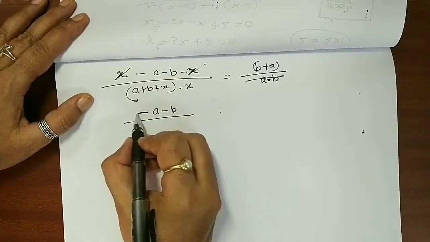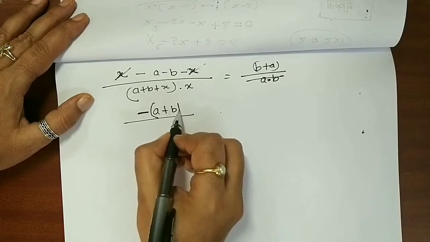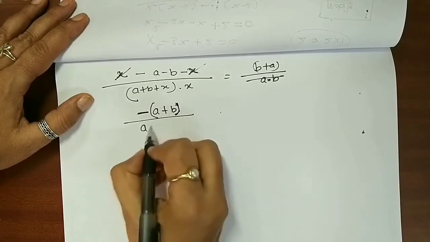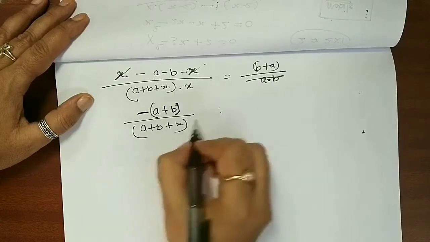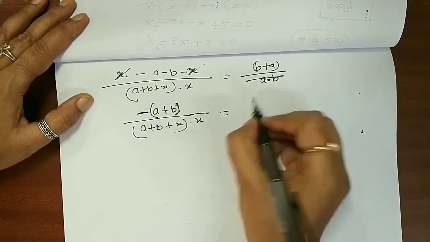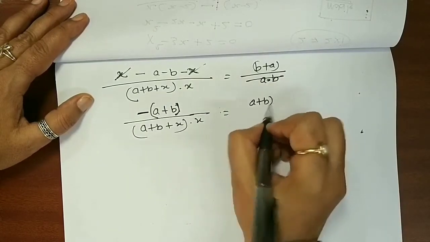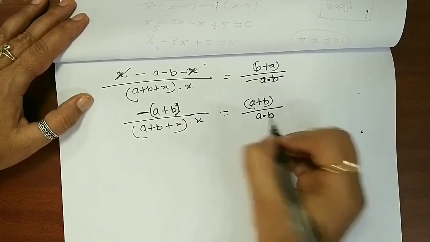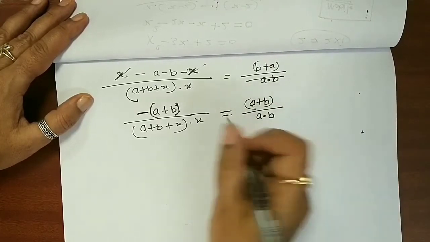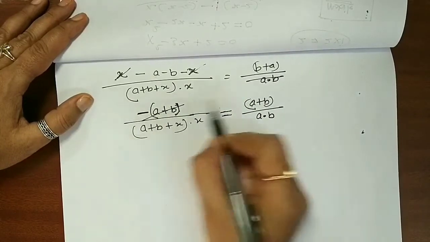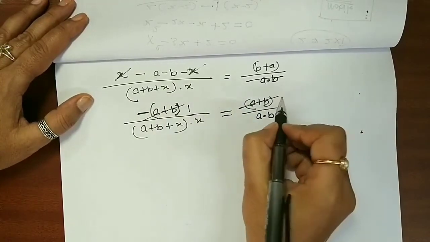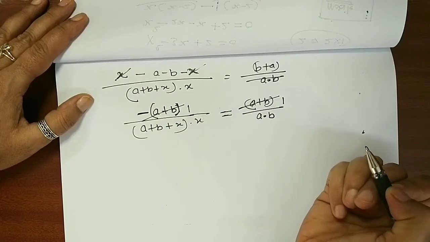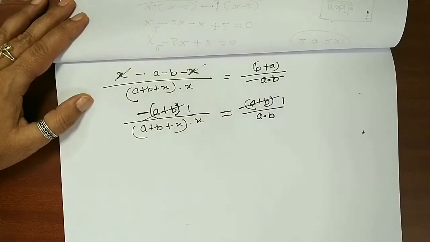If I take minus common, it will become a plus b clearly. Now it is (a plus b plus x) into x. Can I write this as a plus b? Because b plus a is same as a plus b, by a into b. Now guys, you can see a plus b is here and here. It will cancel, and I am left with 1. Okay, so far so good.